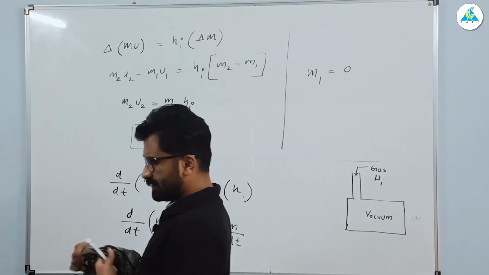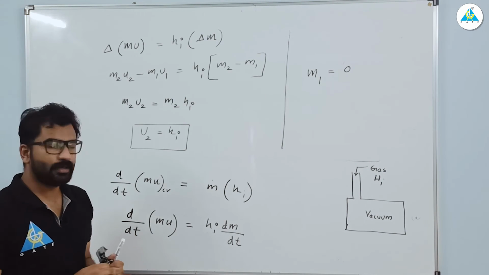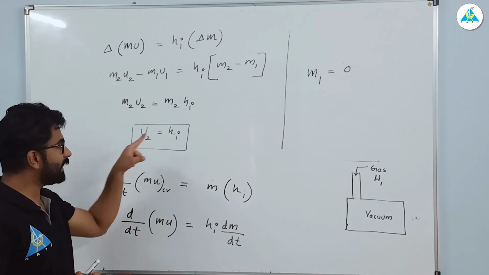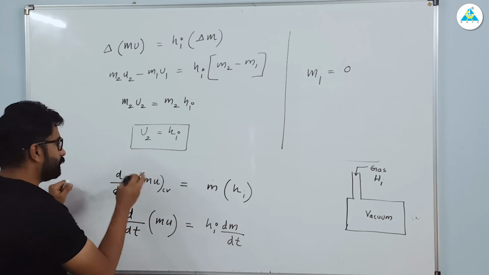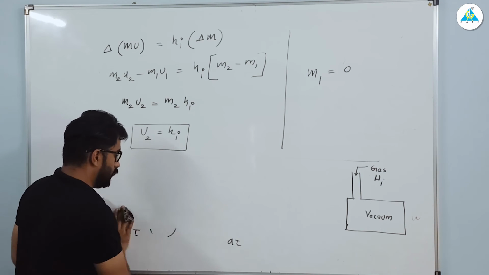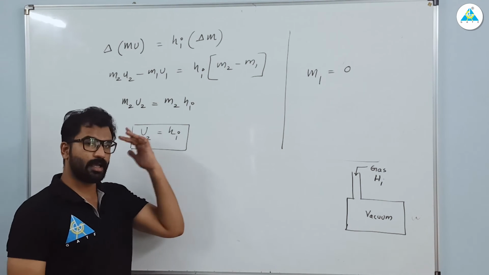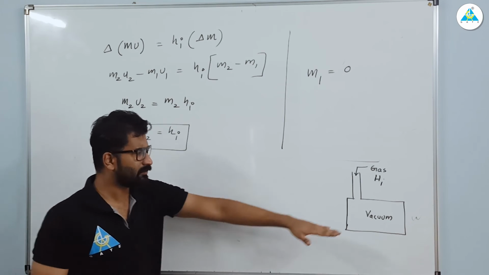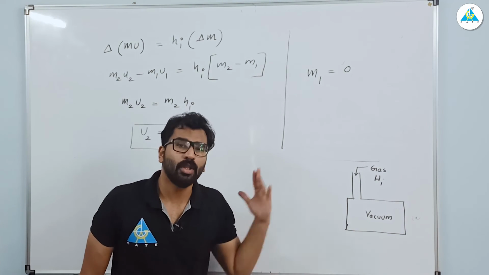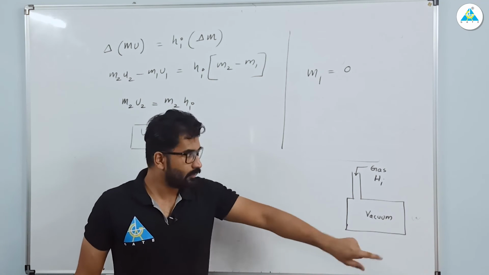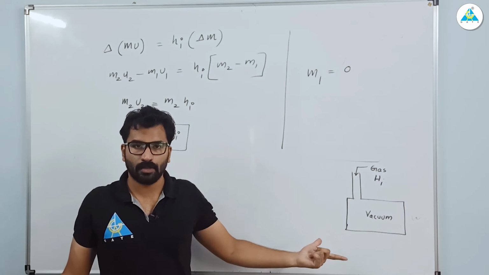This is the final equation you are getting. This is the relation between enthalpy and internal energy in this case, right? But can you understand this logically? Simple, right? Initially there is vacuum, nothing is there, meaning initially there is no internal energy. So what will the final internal energy be? The enthalpy coming in, right?